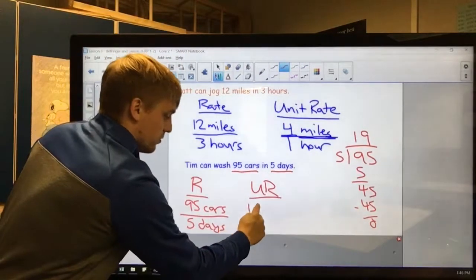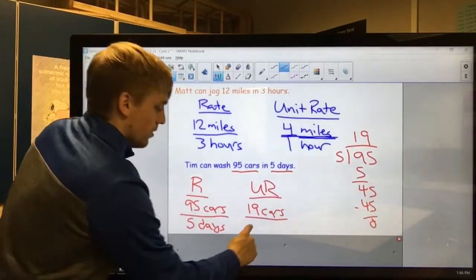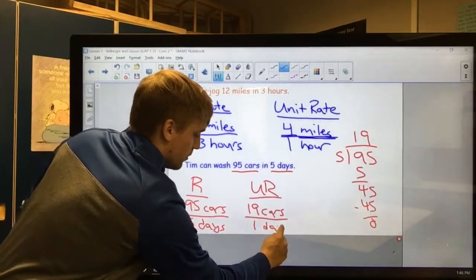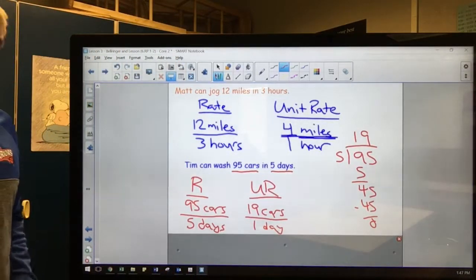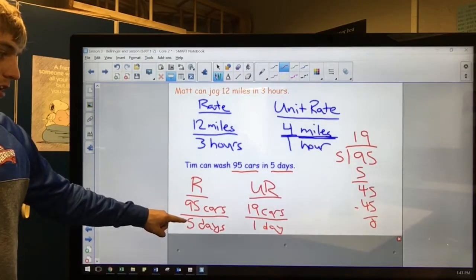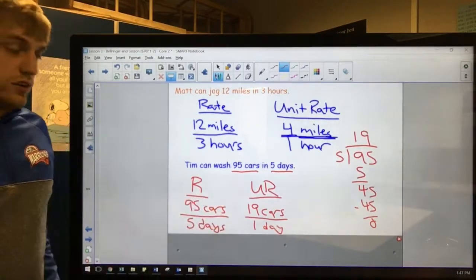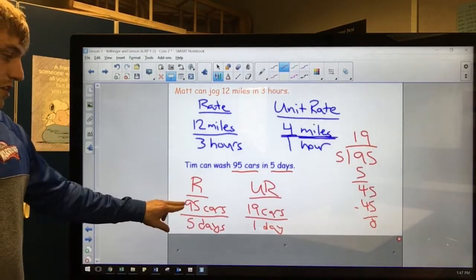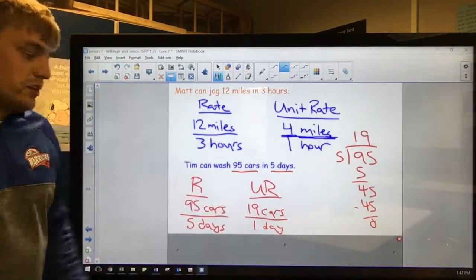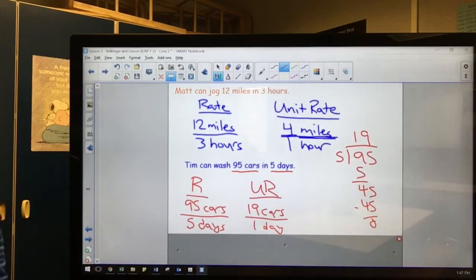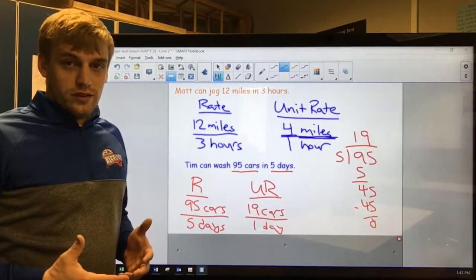I get 19, so 19 cars per 1 day. Okay? Tim can wash 95 cars in 5 days, that was our rate. In 1 day, he washed 19 cars per day. So 95 cars per 5 days is our rate. To get our unit rate, we divide, and our unit rate would be 19 cars for 1 day. Okay, that is a rate and a unit rate.